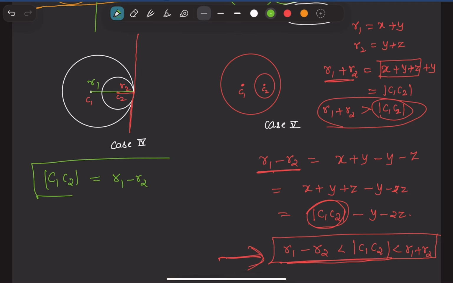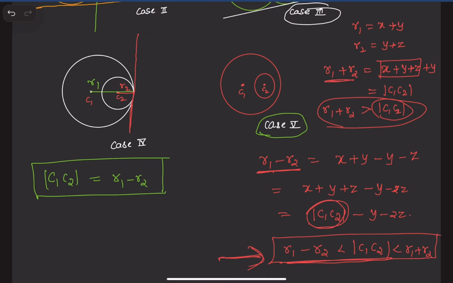If the distance between the centers is just the difference of the radii, then the circles touch each other internally. Alright, this is case 4. So let us proceed to case 5. In case 5, one circle lies inside the other circle.